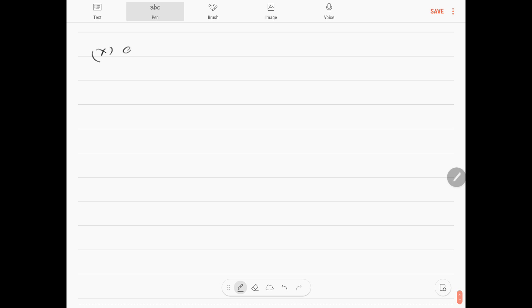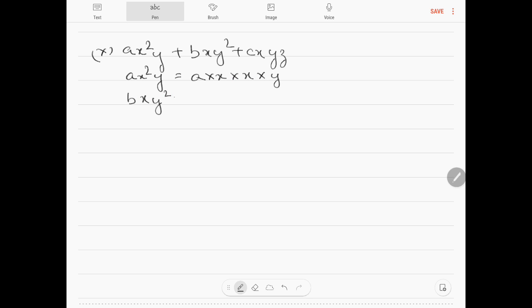Problem 10. a x squared y plus b x y squared plus c x y z. a x squared y is a into x into x into y. b x y squared is b into x into y into y. c x y z is c into x into y into z.